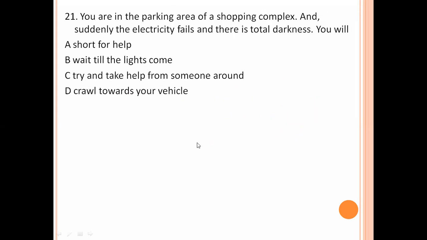Next, you are in the parking area of a shopping complex, and suddenly the electricity fails and there is total darkness. Will you shout for help, wait till the light comes, try and take help from someone around, or crawl towards your vehicle? Which one is the correct one here? Here you see that crawl towards your vehicle. So option number D is the right answer.